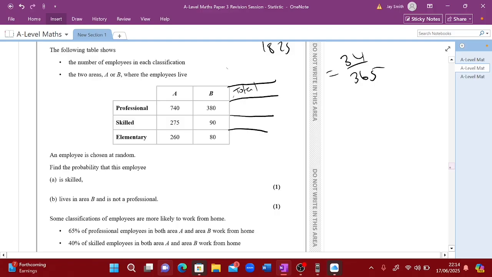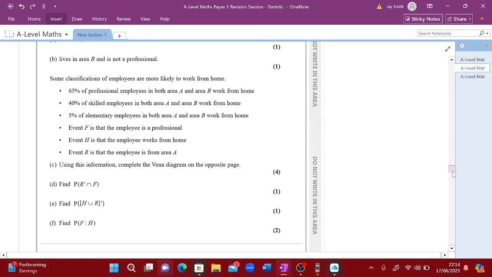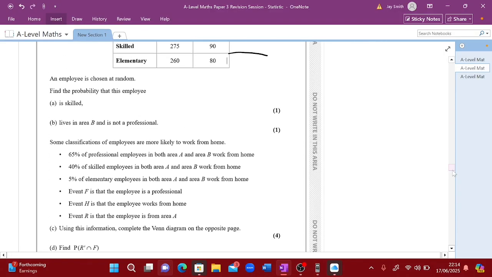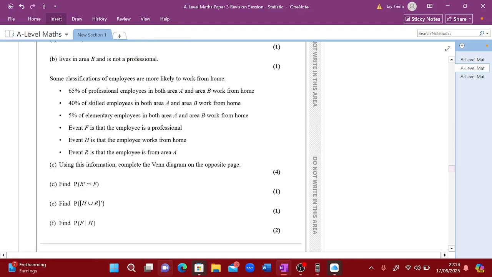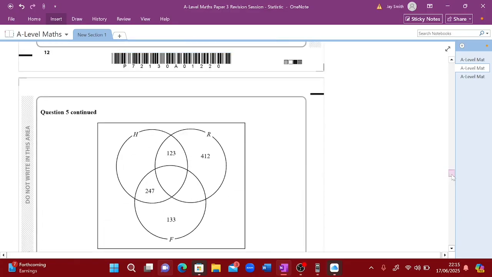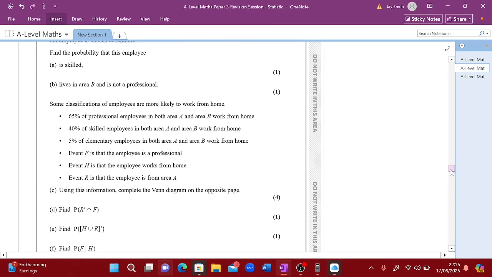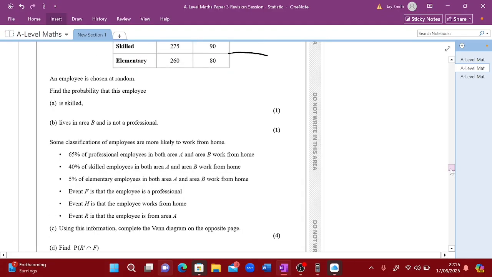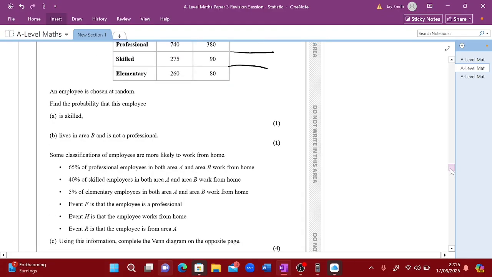So, no, but then I'm going to need to work out how many from area A work from home. Because this gives me area A and B, but I want to work out area A and B separately that work from home to work out the intersection. I guess the assumption is you can split them up.